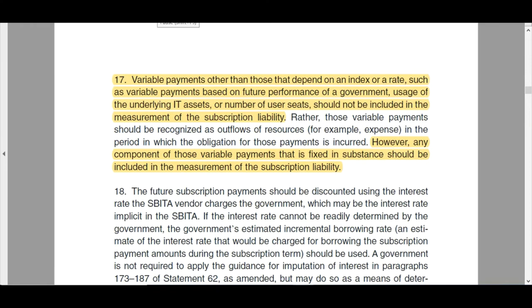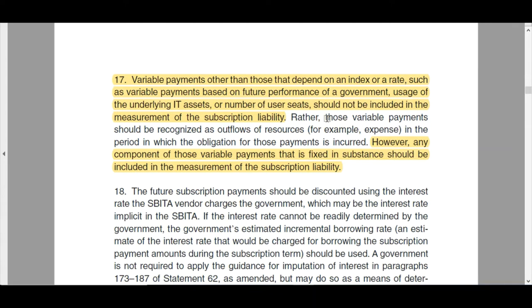So the sticky wicket in coming up with your capitalization of the SBITA is this concept of variable payments. And you have to determine in your variable payments what is a fixed variable payment versus what is a non-fixed variable payment. And GASB 96 directly addresses this right here. I'm just going to read it. It says variable payments other than those that depend on an index rate, such as variable payments based on future performance of a government, usage of the underlying IT assets or number of seats, should not be included in the measurement of the subscription liability.